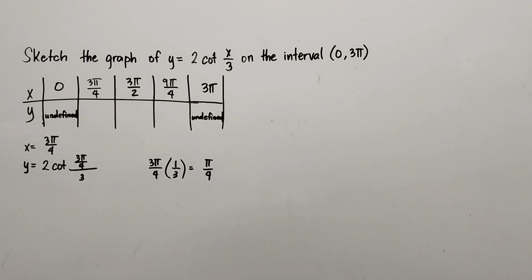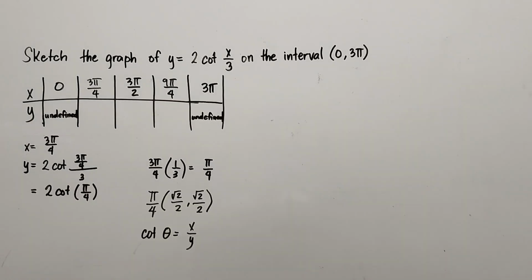For x equals 3 pi over 4, substitute, that becomes y equals 2 cot of 3 pi over 4 all over 3. Simplify first this complex fraction. So we have 3 pi over 4 times the reciprocal of the denominator, 1/3. You can cancel the common 3. So the simplified form is pi over 4.